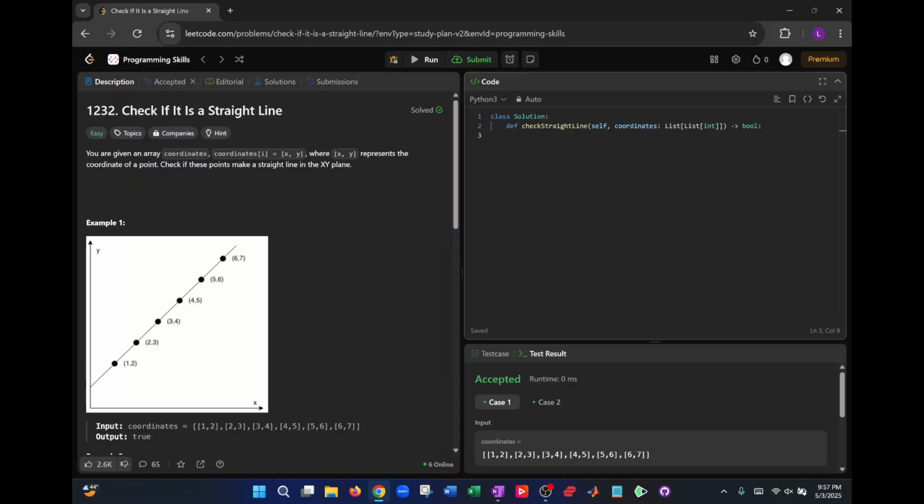Okay, so for this problem, we have an array called coordinates. Each entry in coordinates is a list of two elements, so it's got an x and a y value. So we will want to check if these points make a straight line. Okay, so how would we do this?